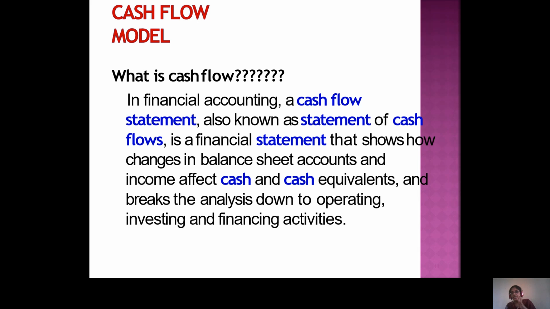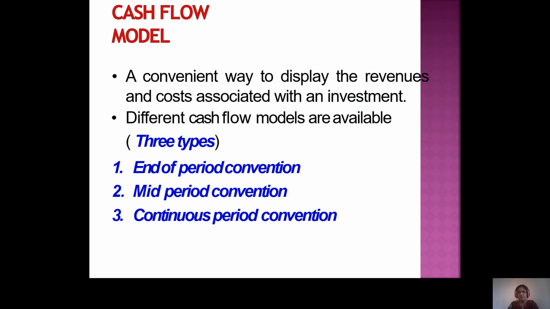So the statement and the balance sheet will tell how much the income affected cash equivalents, and how much you have to invest and spend on financing activities, which depends upon this cash flow. It is generally a convenient way to discipline the revenues and costs associated with an investment. Different cash flow models exist. There are basically three types of models: end of period convention, mid period convention, and continuous period convention.